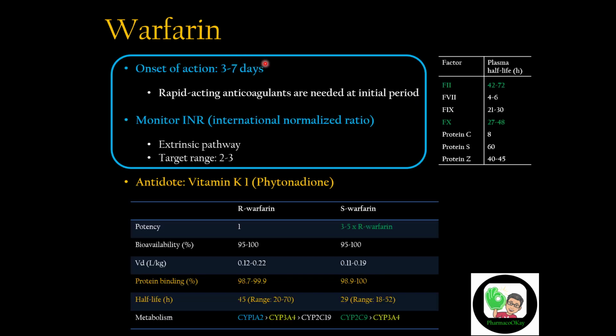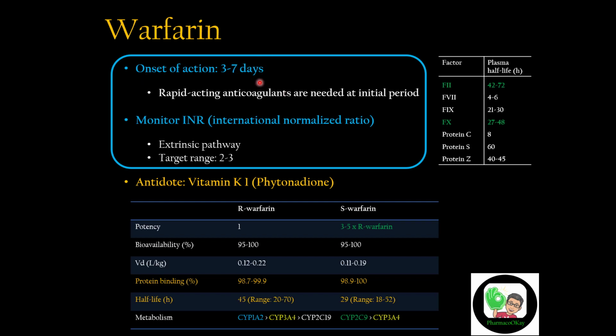And warfarin requires at least 3 to 7 days to produce the onset of action. Since you can see here, the plasma half-life of existing clotting factors in the blood is quite long: prothrombin has a plasma half-life of 40 to 70 hours, and factor 10 has a half-life of 30 to 50 hours. So it requires a long time to clear or eliminate all of these clotting factors from the blood. This is why warfarin needs at least 3 to 7 days to produce the onset of action.